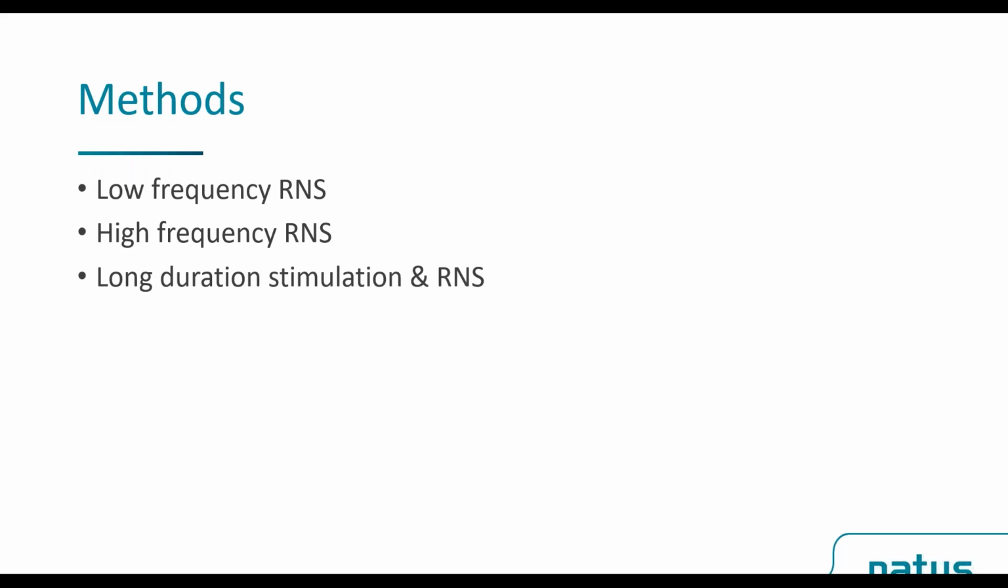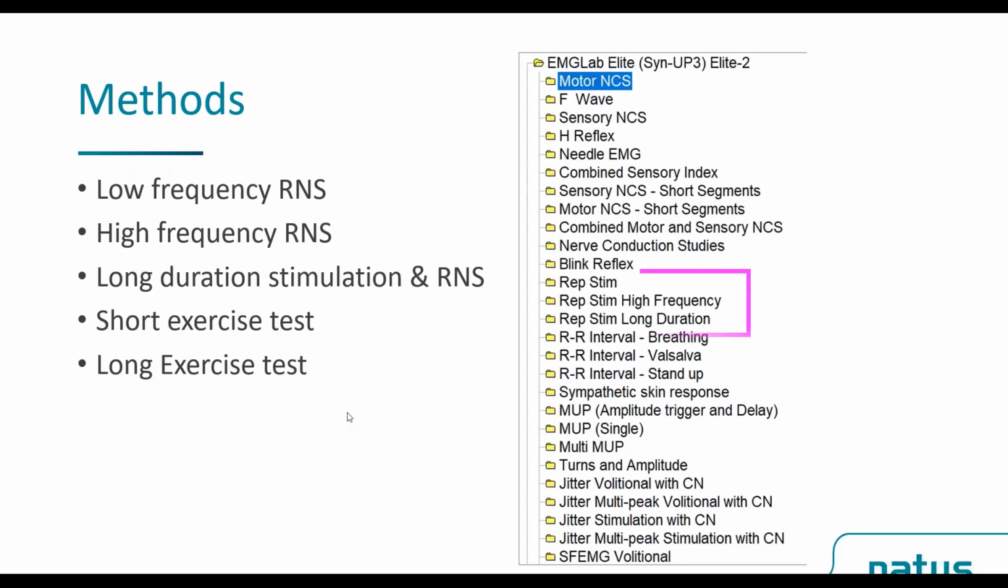There are some laboratories that also do what is called long duration stimulation. So you stimulate the nerve for a long time and then look at how the amplitude changes. And I think this is probably what led to what are known as the short exercise and long exercise tests. So these are the different variations of repetitive nerve stimulation. There are also other protocols, for example, cramp fasciculation, where you can deliver a train of stimulation to see if a cramp develops, but I will not go into that.